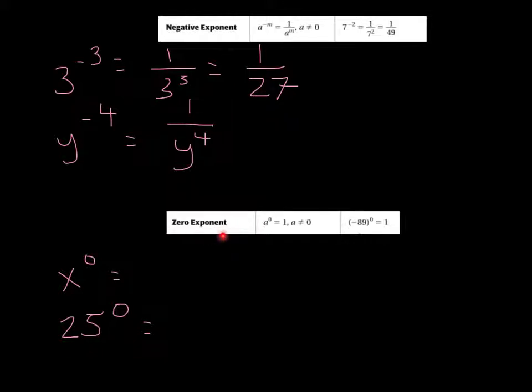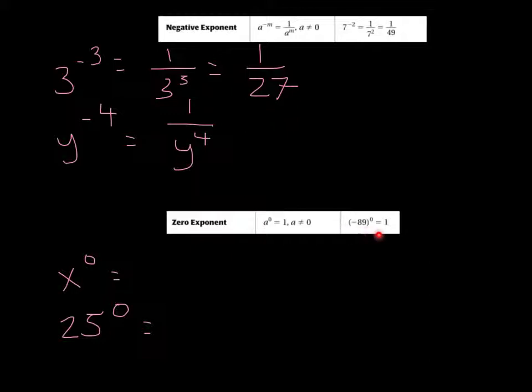For the zero exponent property, all we said was any base raised to the 0 power is going to equal the number 1 every single time. Now, in both of these cases, we say that a cannot equal 0. Because in the negative exponent property, we'd be dividing by 0, which we said was undefined. We can't divide anything by 0. The same case here. 0 raised to the 0 power is also an undefined term.